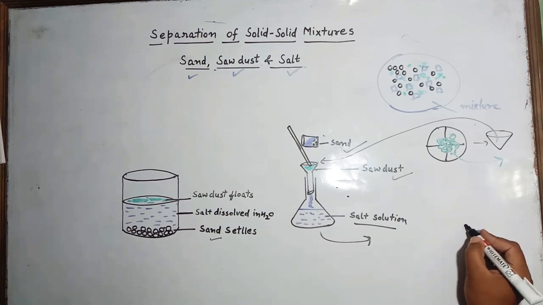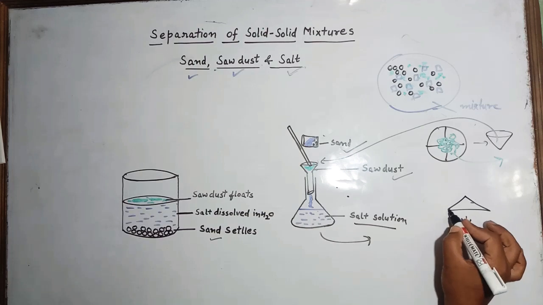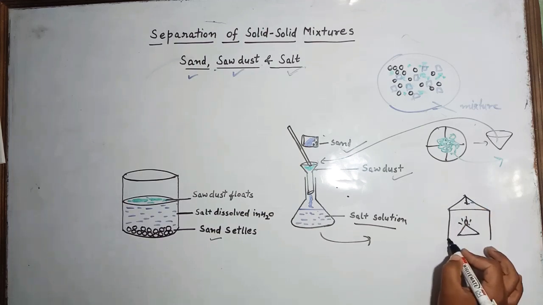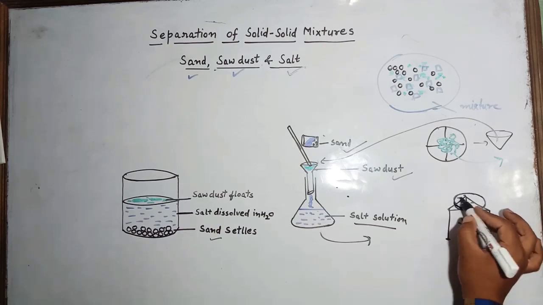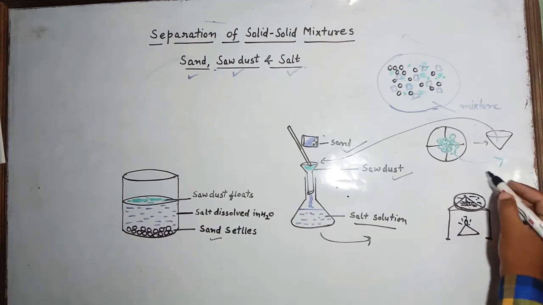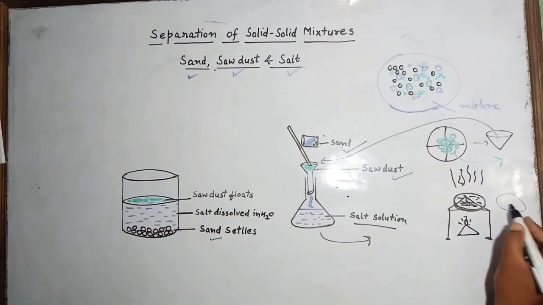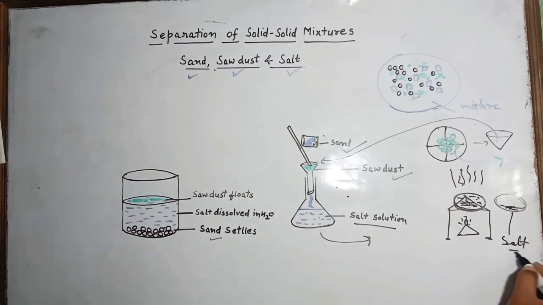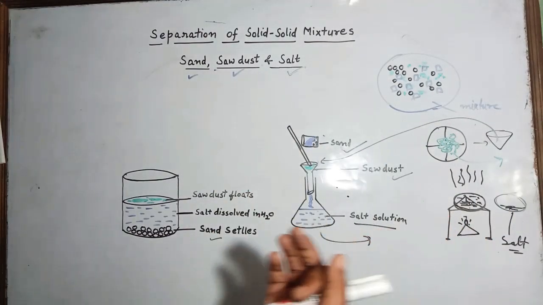Now you can heat with the help of a burner. You can heat this salt solution here with the tripod stand. We will take it like this, and we will put a dish like this, and here we will put that salt solution. Now when we heat, what will happen? The water will get evaporated, and what will remain in that dish will be only and only salt. So it will be salt. In this way we can separate these three, sand, sawdust and salt, from the mixture.